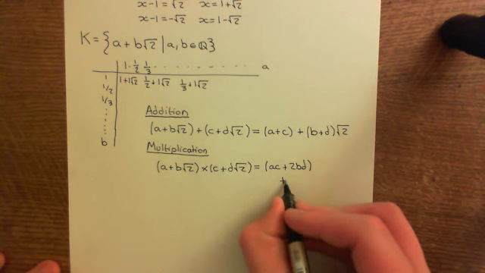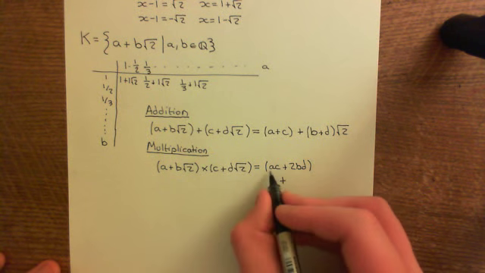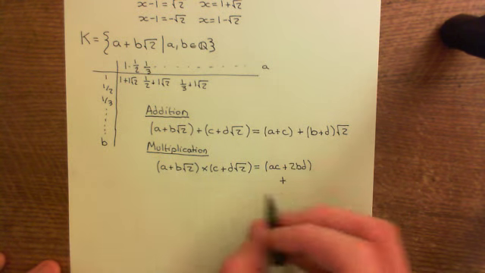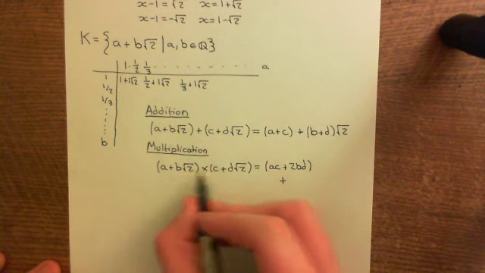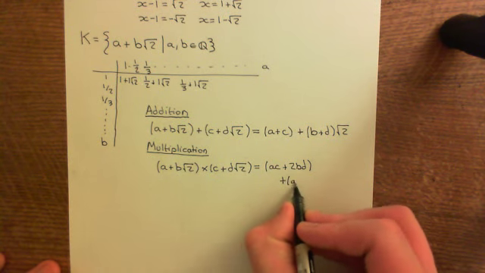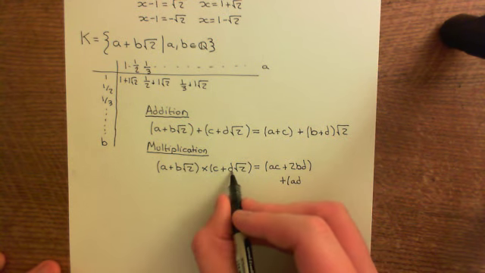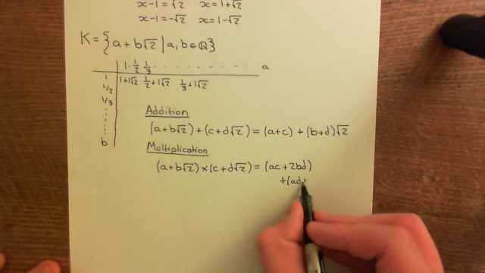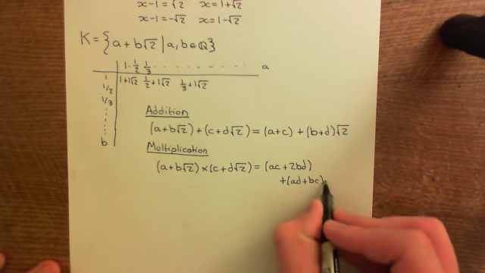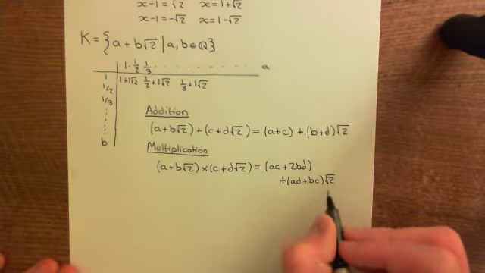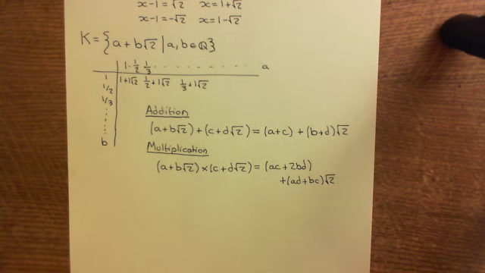Okay, and then we'll add this. That will be the symbol that's in the first position, and the symbol in the second position will be AD, so this one multiplied by this one, plus BC, times the square root of 2. Okay, so that's our multiplication law.